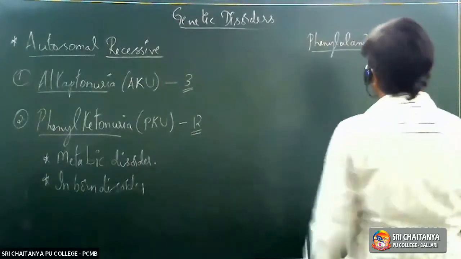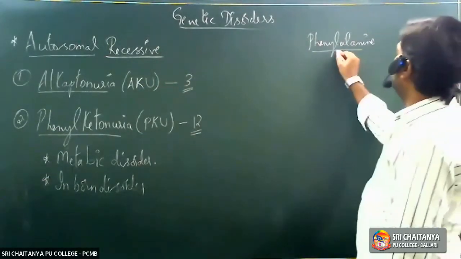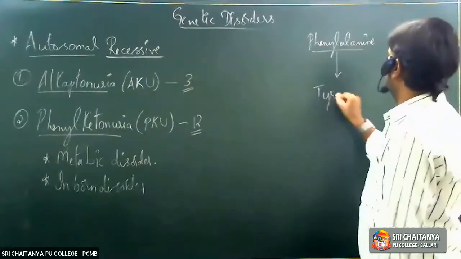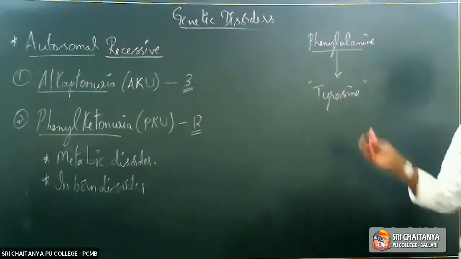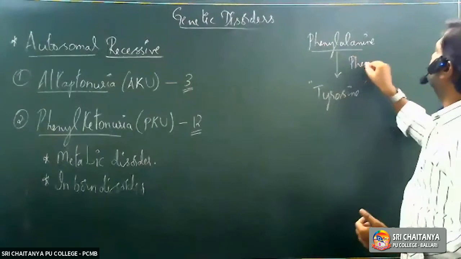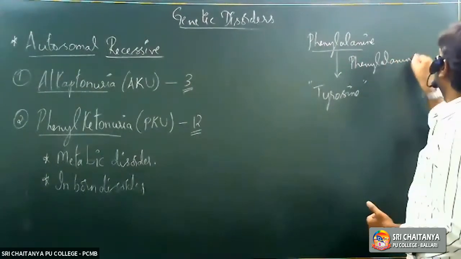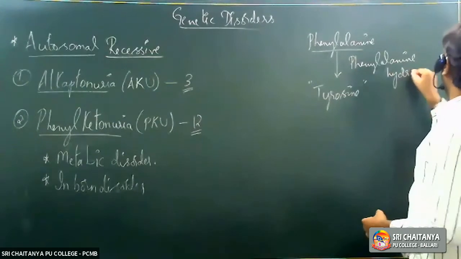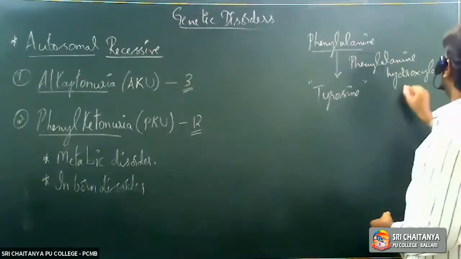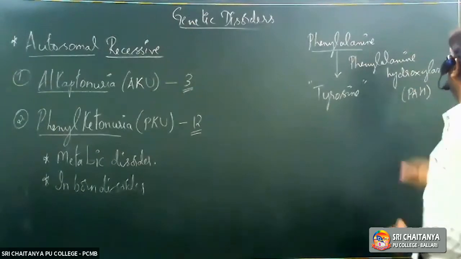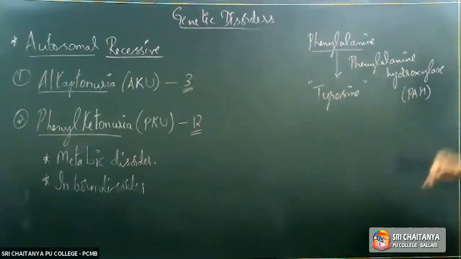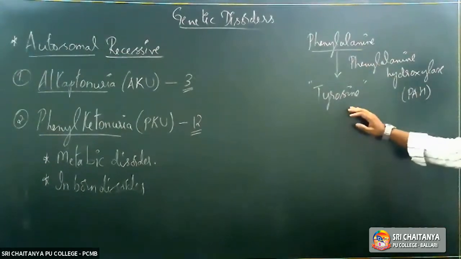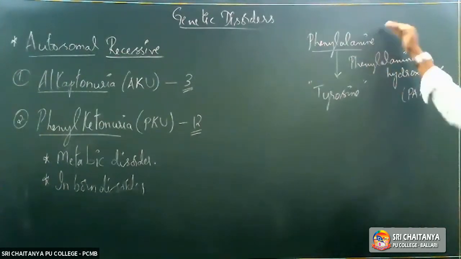Now this phenylalanine in our body would be converted into another amino acid called tyrosine, in the presence of an enzyme called phenylalanine hydroxylase. In simple terms, we call it the PAH enzyme. So in the presence of this enzyme, PAH or phenylalanine hydroxylase, the phenylalanine amino acid is transformed into another amino acid called tyrosine. Phenylalanine getting converted to tyrosine.